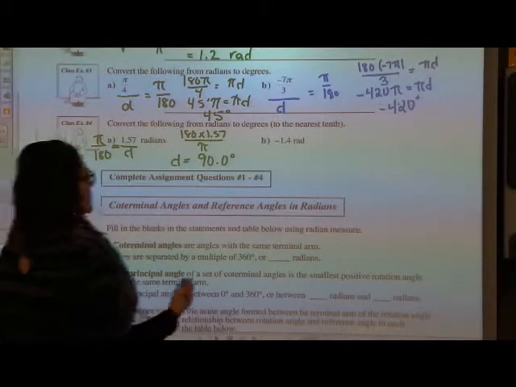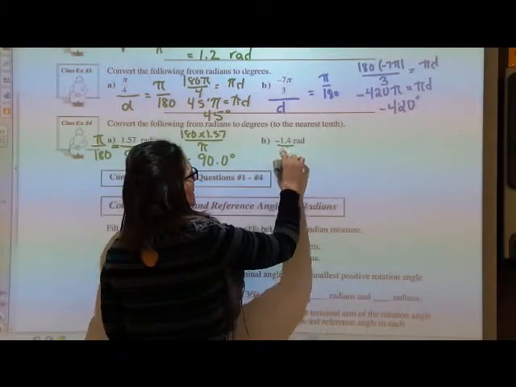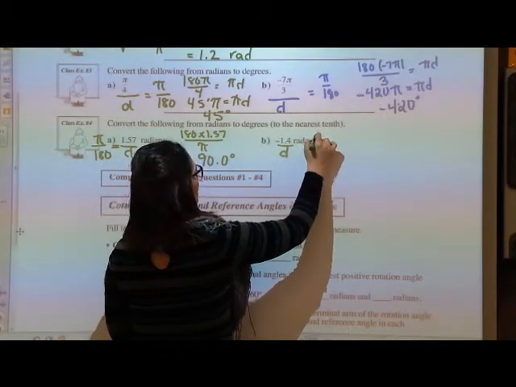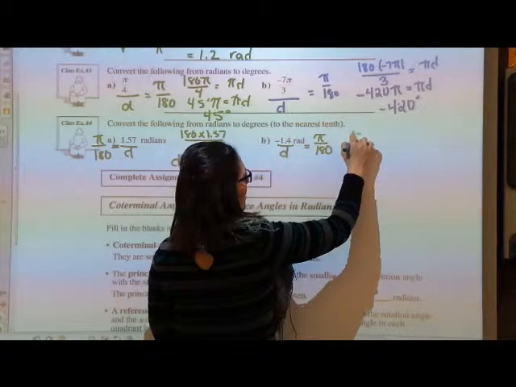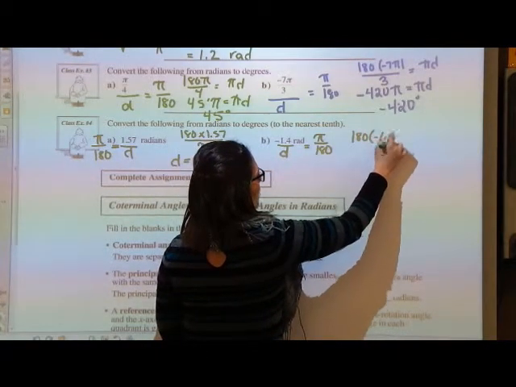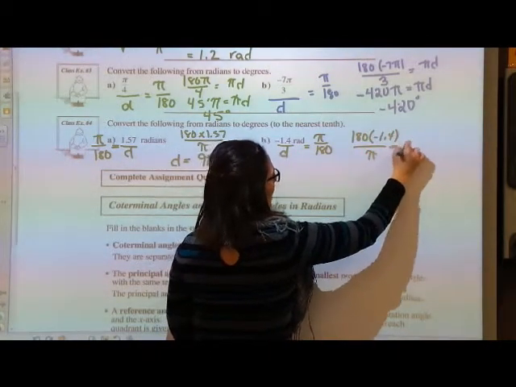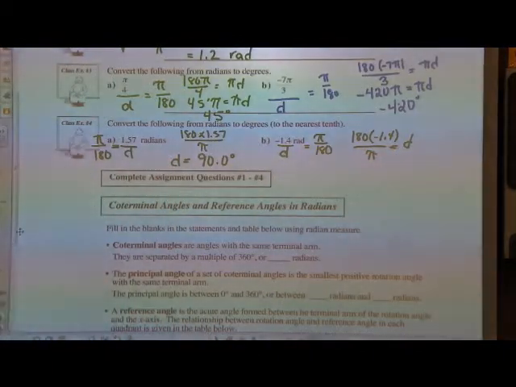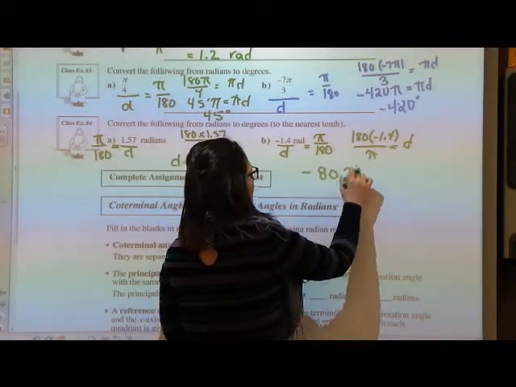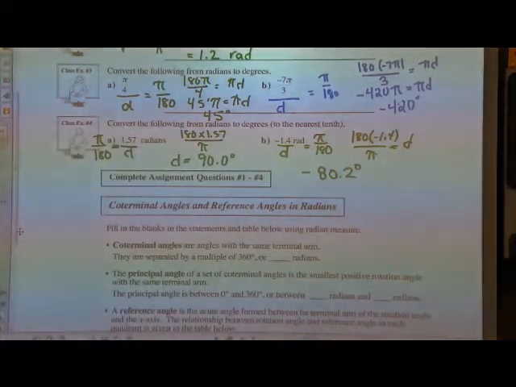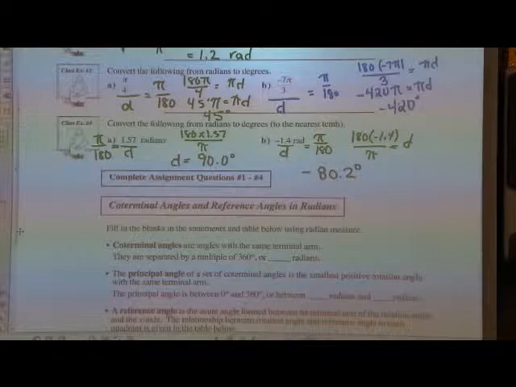And then again with the last one, this is over d equals pi over 180. So I cross multiply: 180 times negative 1.4 divided by pi will equal d. And what do I get? Negative 80.2 degrees. Okay. So how do we feel about going from radians to degrees, converting back and forth? Good? Okay.